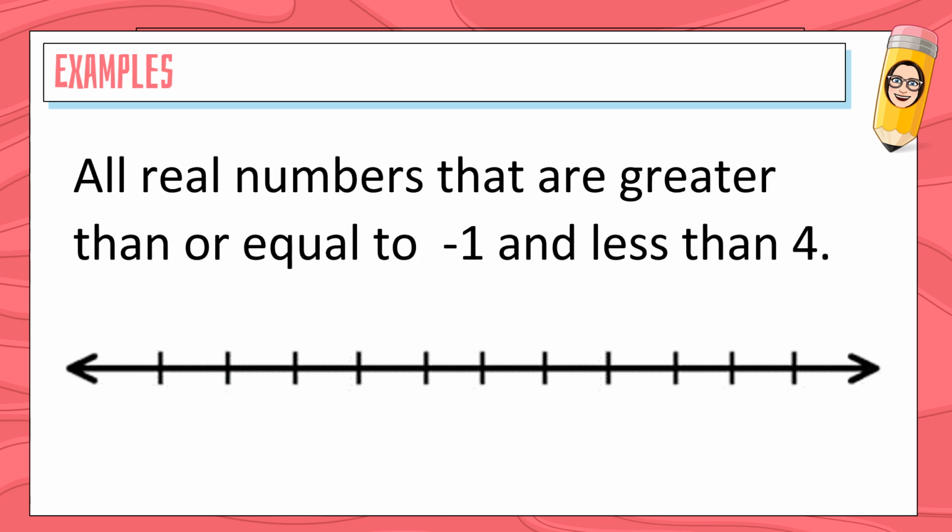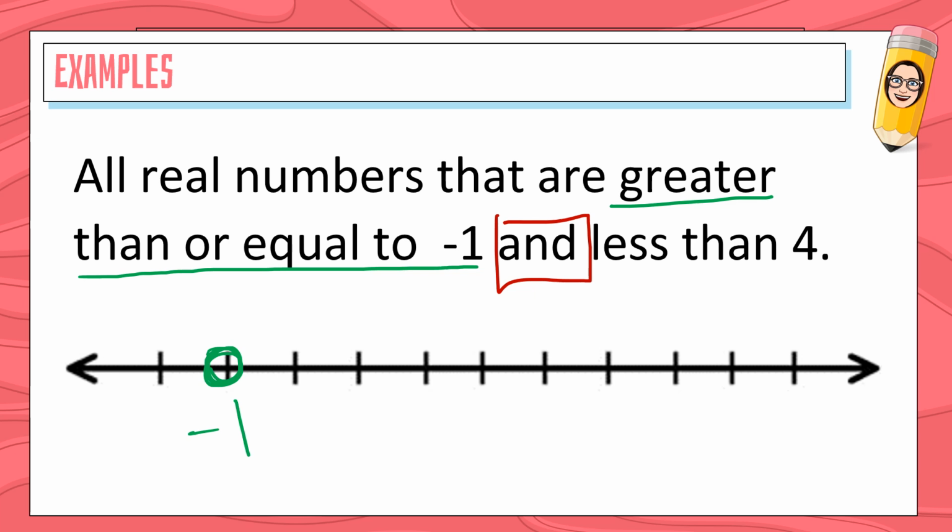Let's try this next one. Let's look for our keyword and. Here's and. Our first statement says all real numbers that are greater than or equal to -1. Greater than or equal to means a solid dot, and we are going to the right. The second statement says less than 4. Let's count 4. -1, 0, 1, 2, 3, 4. Right? I am going to check that your spacing is correct. Your number line is correct. Less than 4 means open to the left.